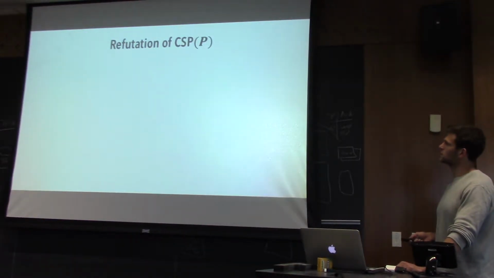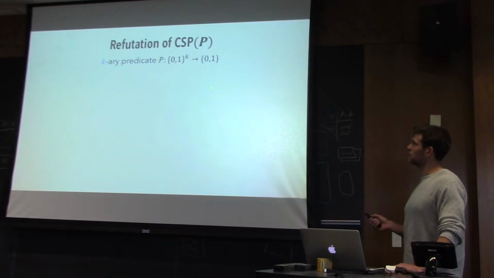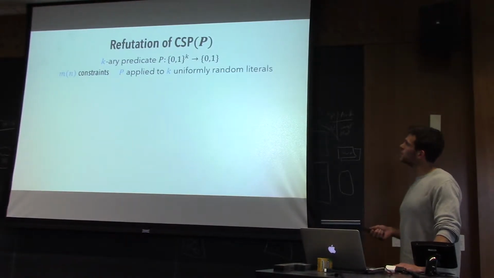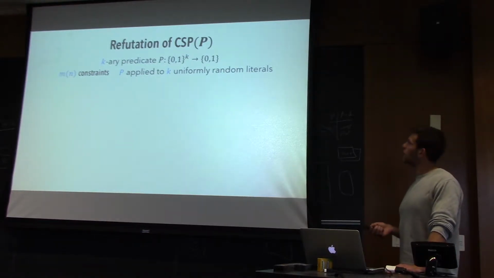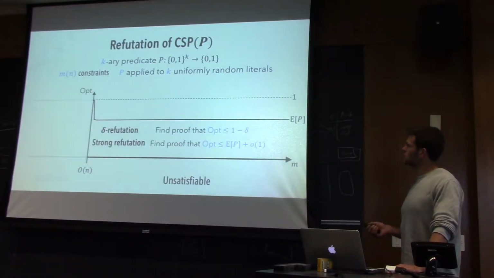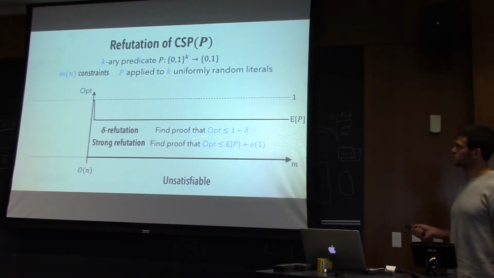So then we can also consider refutation of other CSPs besides 3-SAT. Instead of having an OR function, we can have some k-ary predicate P. We can again have m constraints, each of which is P applied to k uniformly random literals. And we can draw the same picture and ask the same questions. This is what we're going to be talking about.